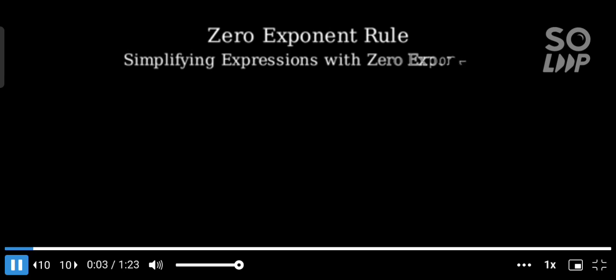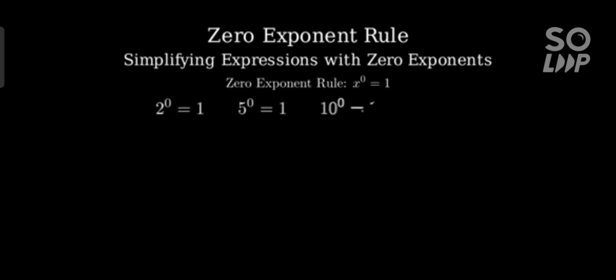To learn about the zero exponent rule and solve a problem using this important concept. Let's start by reviewing the zero exponent rule. The rule states that any number raised to the power of 0 equals 1. For example, x to the power of 0 equals 1, where x is any non-zero number.